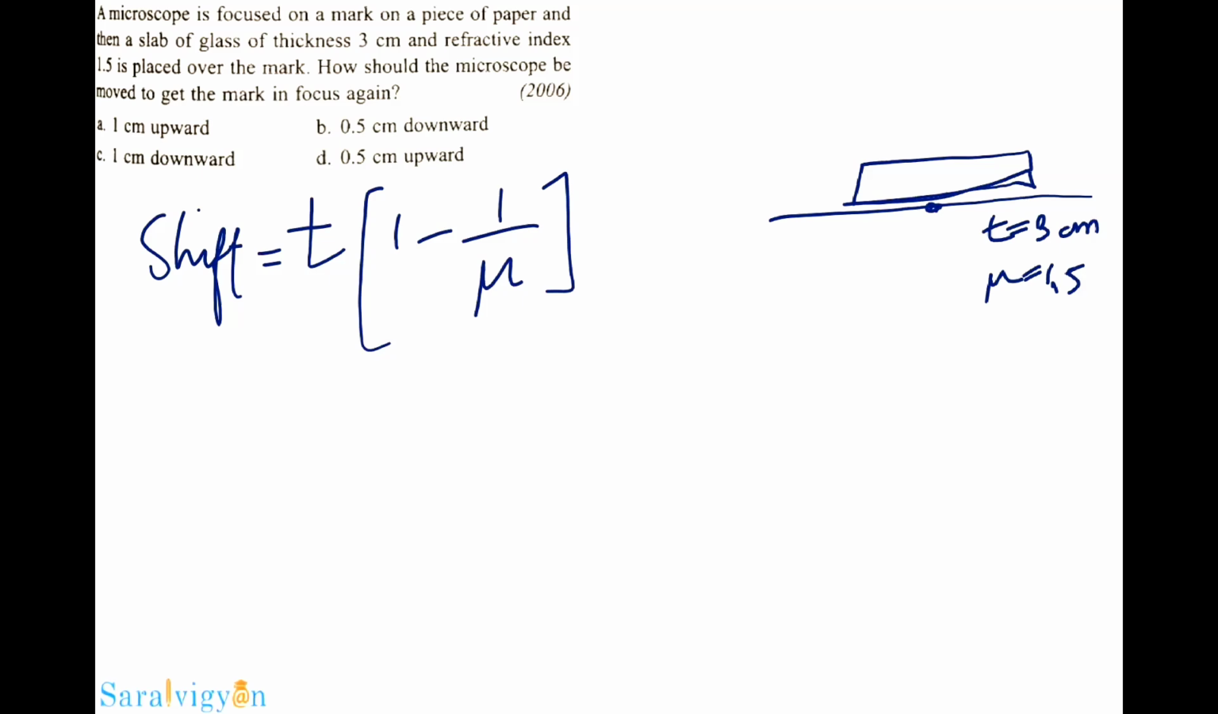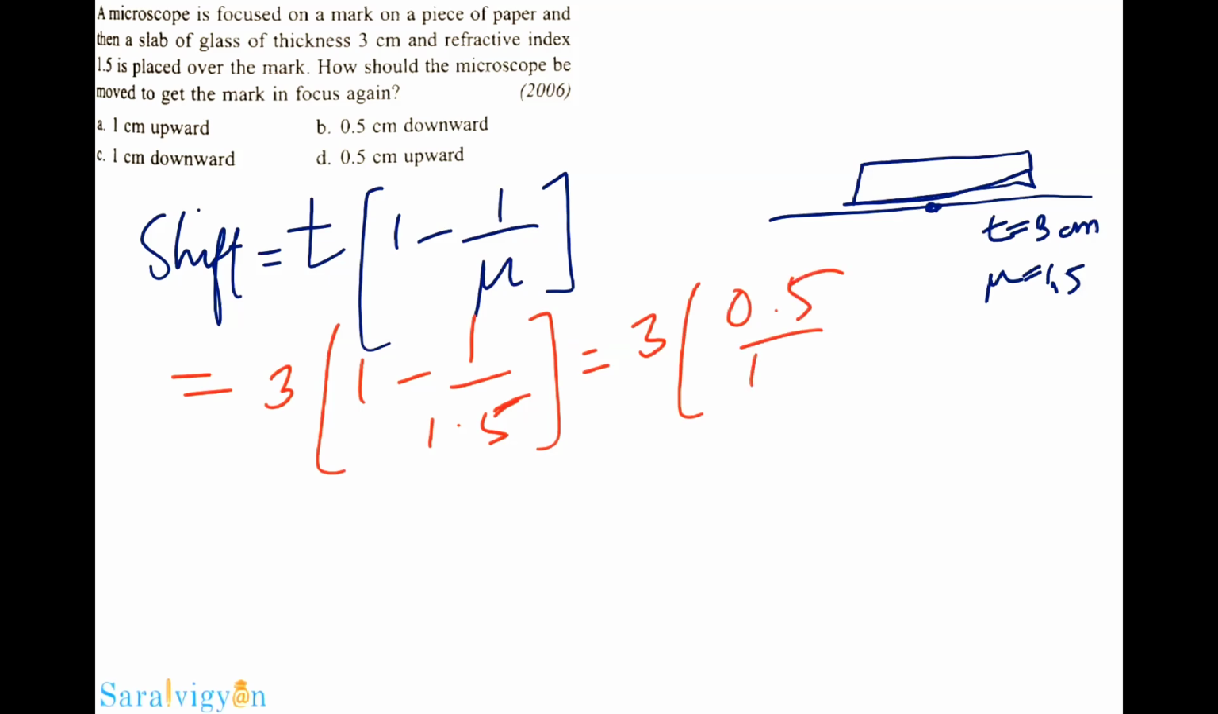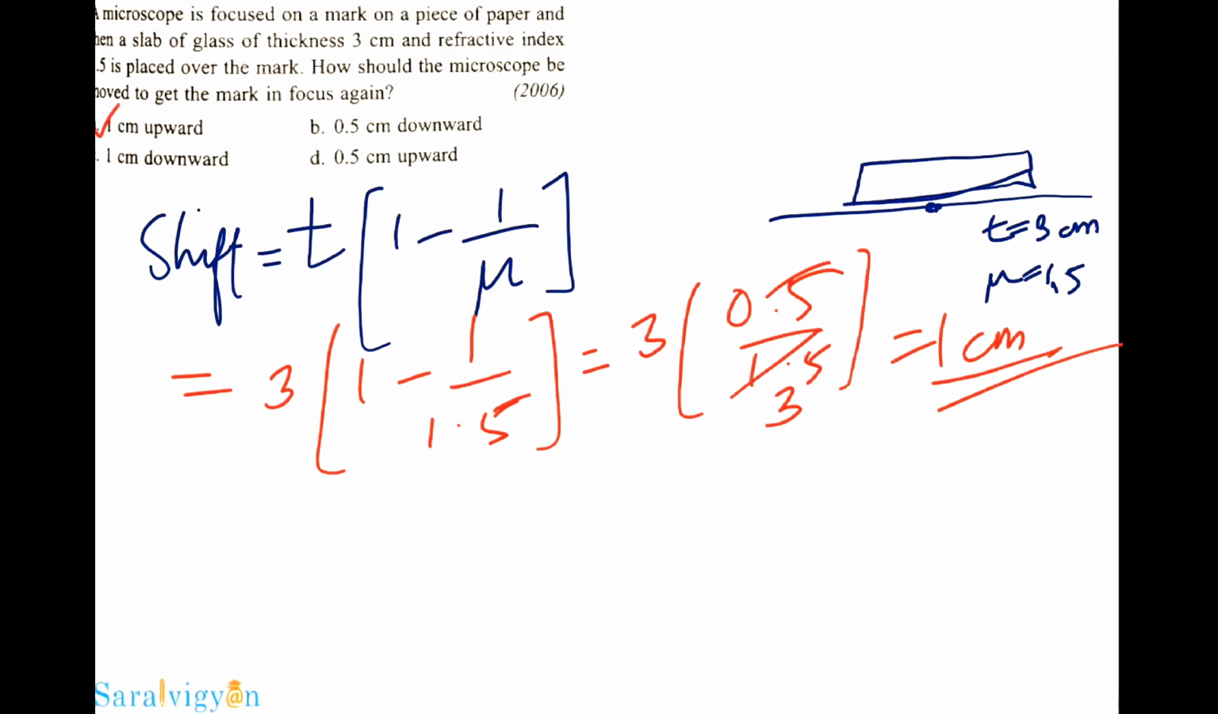Now we can substitute in this and we'll get t is 3, into 1 minus 1 by 1.5, which is equal to 1.5 minus 1 by 1.5, which is 0.5 by 1.5. So we'll have 3 into 0.5 by 1.5, which we can cancel and we can write 3 by 3, which is equal to 1 centimeter. So our answer is 1 centimeter, and since it is positive we have 1 centimeter upward. A is the answer.